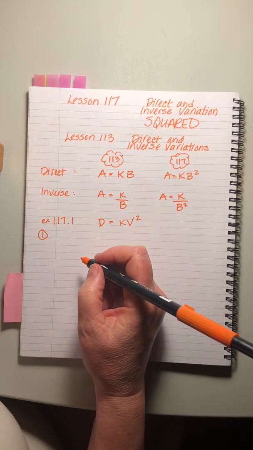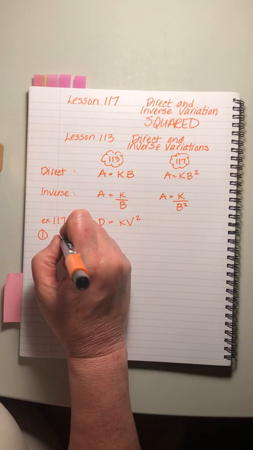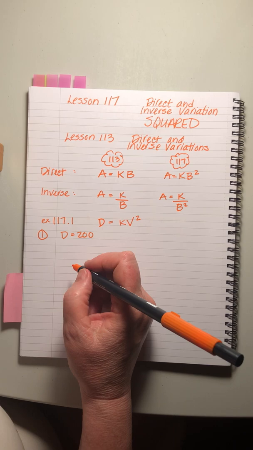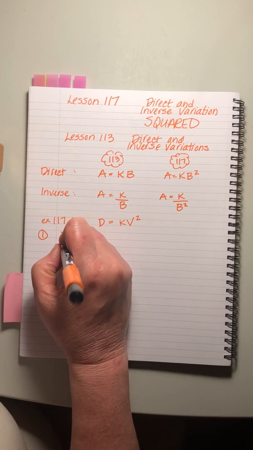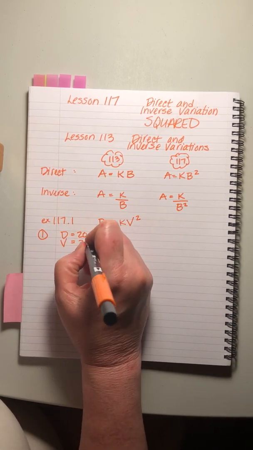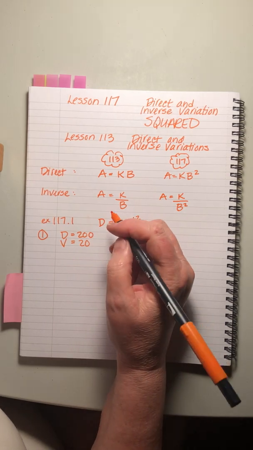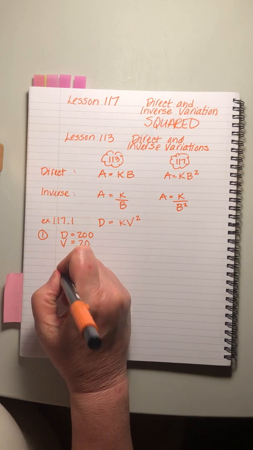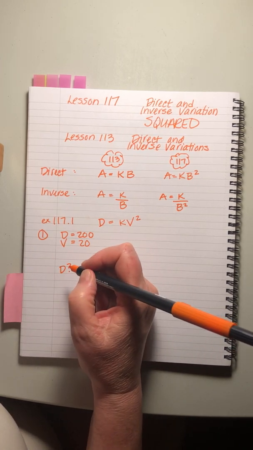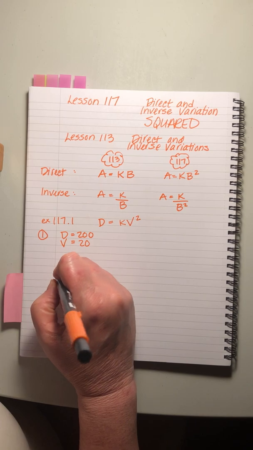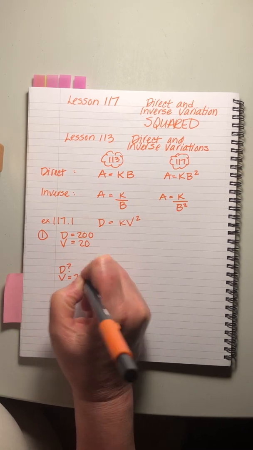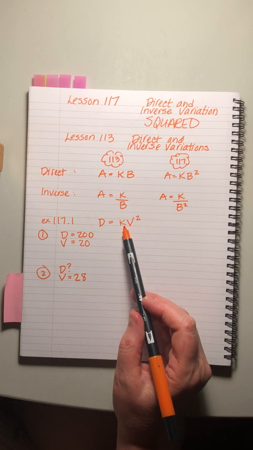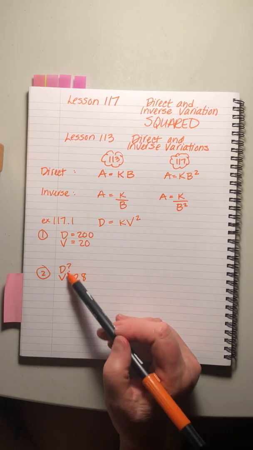1. If a car can stop in 200 meters, okay, that's a distance, at 20 kilometers per hour, okay, the velocity is like a speed, so 20 kilometers per hour. We don't have to put down the units on these. What will be the required distance when the velocity is 28 kilometers per hour? Okay, so I got these two. I'll use these to solve for that, and then I'll use it to figure out this.